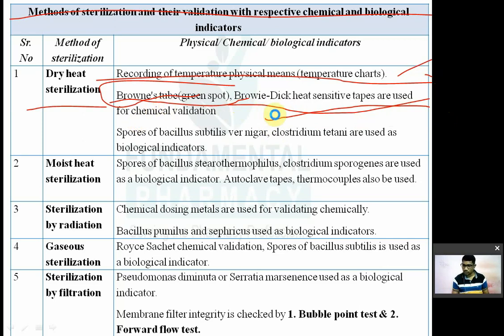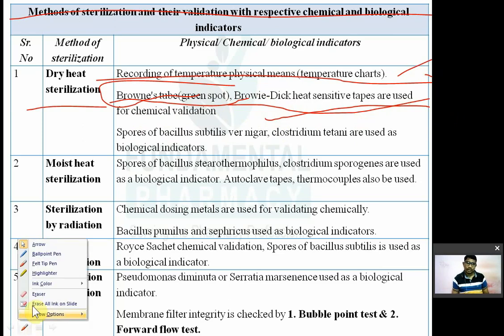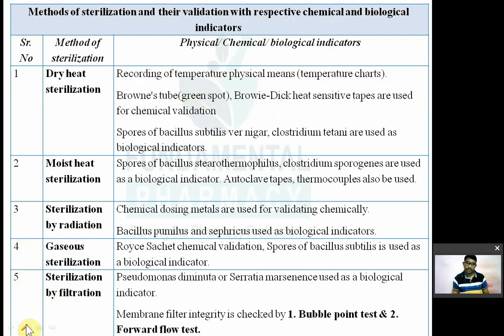याद रखो इसमें physical indicator, chemical indicator and biological indicators होते हैं. तो first आता है आपका physical indicator. Physical indicator means recording of temperature by different thermometers. Now the second one is a chemical indicator. What is a chemical indicator? In that you have two different ones. First one is Browne's tube. This was physical. Now this is a chemical indicator: Browne's tube and Bravo Dick heat sensitive tapes. These are known as chemical indicators.